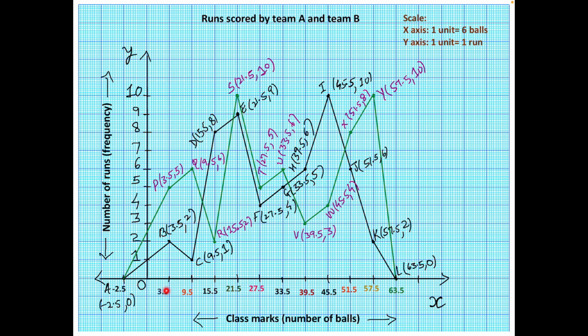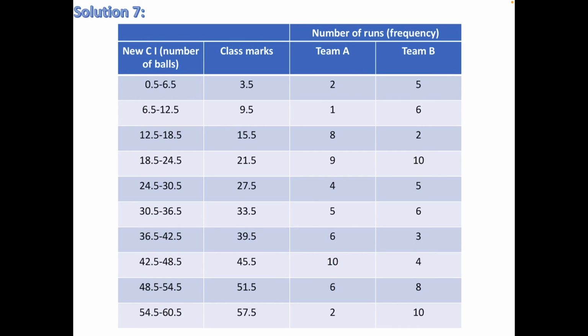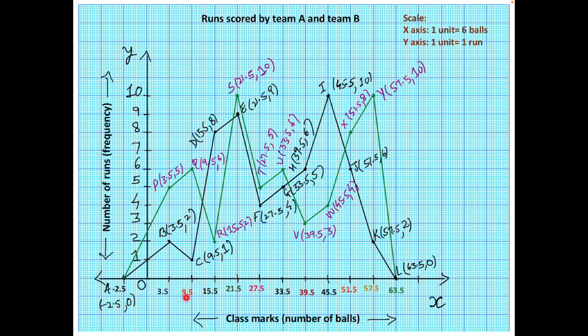Now for 3.5 balls, this black one is the performance, the graph for team A, and green is the graph for team B, right? Now for 3.5 balls, team A scored 2 runs and team B scored 5 runs, as you can see in the table. Team A 2 runs and team B 5 runs. Similarly for 9.5 balls, team A scored 1 and B 6 runs. 9.5, team A 1 and B got 6 runs, right?